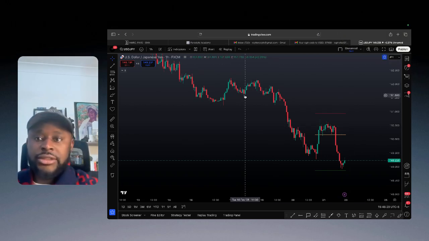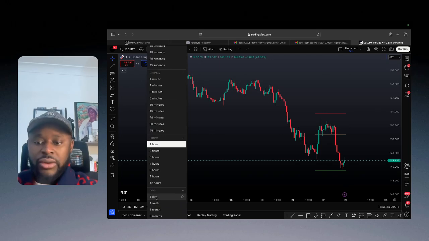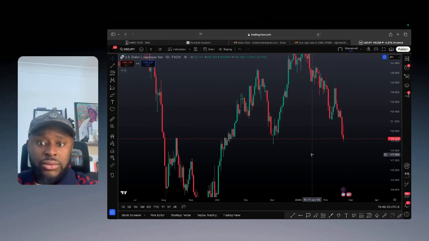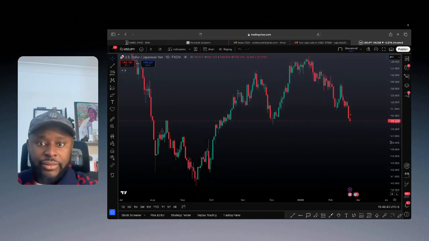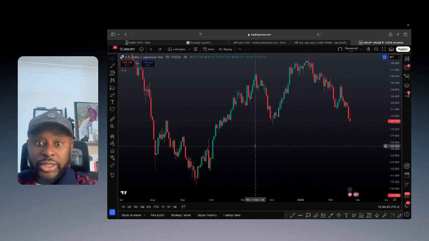Right. So looking at this, let's start from the daily time frame. Right. Let's start from the daily to see the overall. Dollar has been weak. Dollar has been weak. Right. So we've seen a rally, retracement, rally, retracement. Dollar is weak.